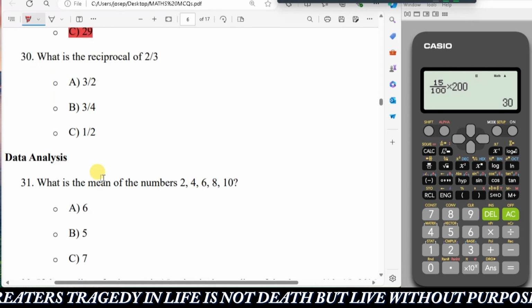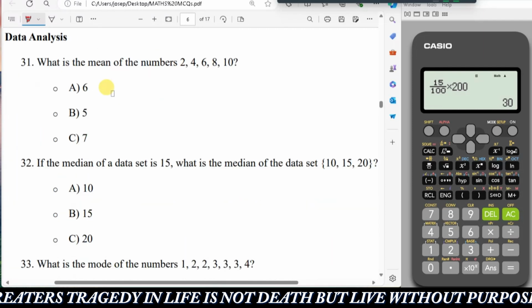Now, question 30. What is the reciprocal of 2 over 3? Reciprocal means you are flipping it, bringing the denominator to the top and the numerator to the bottom. The top number is what we call the numerator and the bottom is what we call the denominator. So you are reciprocating it. So here is 2 over 3. That means the reciprocal will be what? 3 over 2. And the correct answer is A.